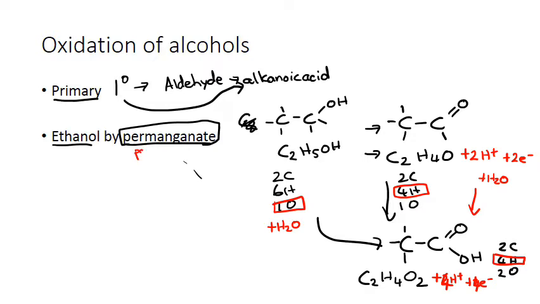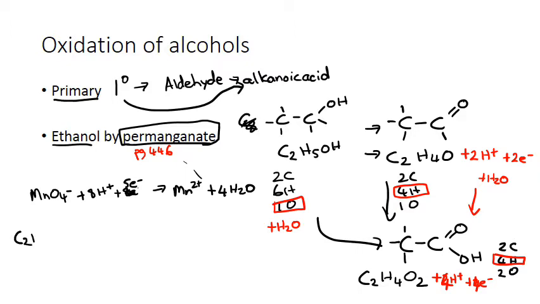Now page 446 gives me the half reaction from permanganate, MnO4 minus plus 8H plus and 5 electrons, gives the manganese and water. Okay, so I've got my half reaction for the alcohol. Let me write that down here.